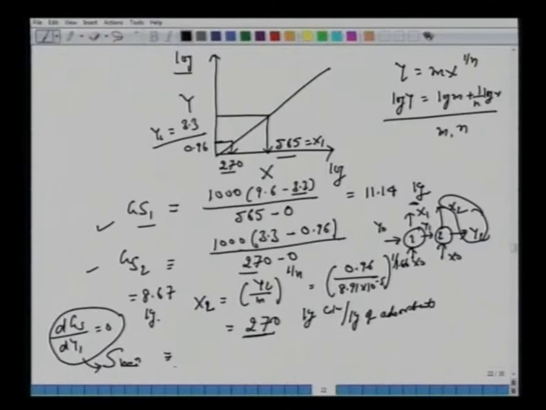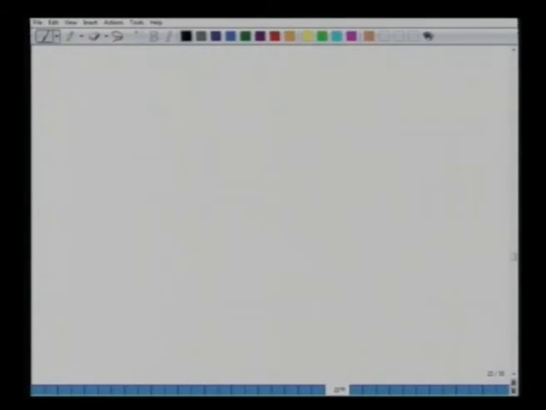So we have S min. If you add the two, 11.14 and 8.67, we have 19.81 kg of carbon, sorry, kg of carbon per 1000 kg of wastewater. So that's the answer, 19.81 required for 1000 kg of wastewater. Let's see how we can solve this graphically.